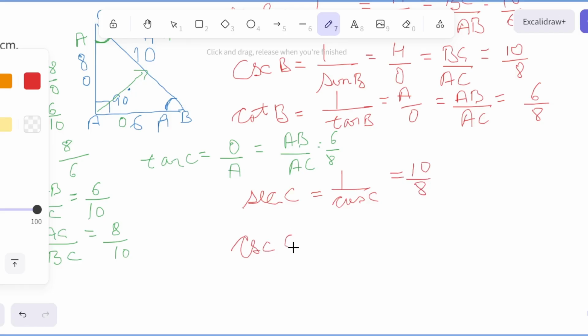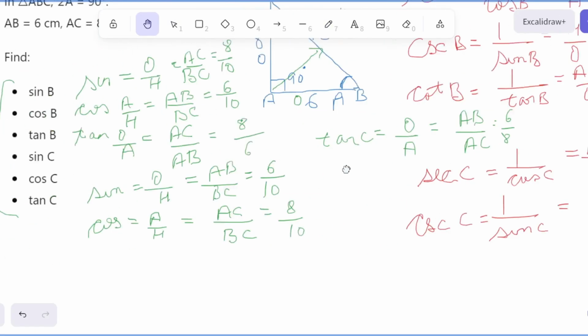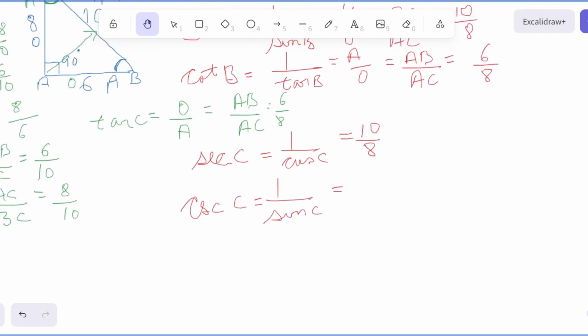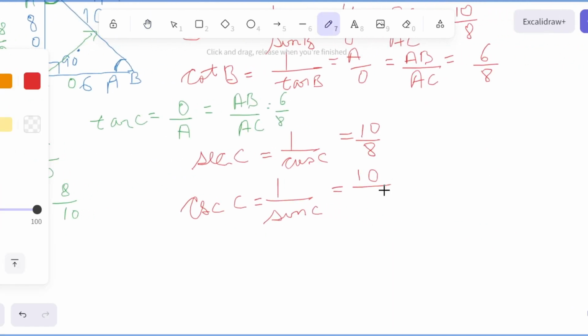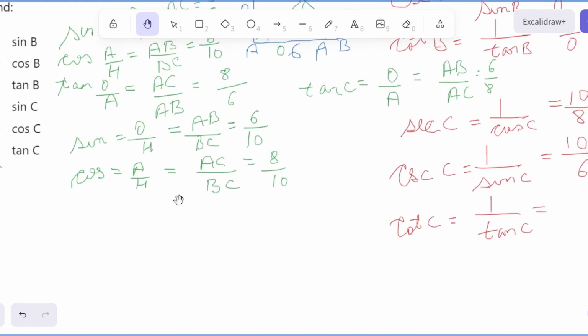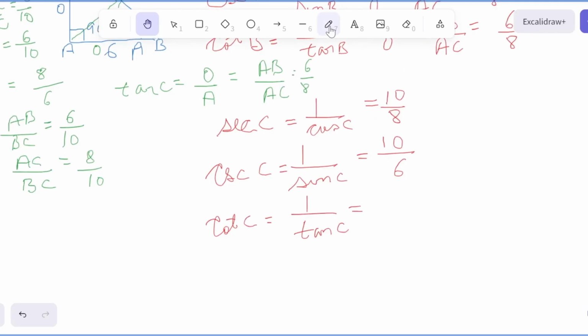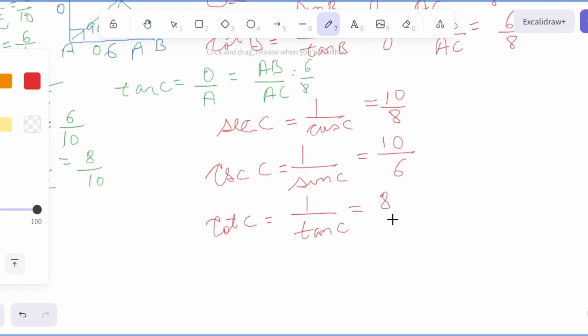Cosecant C is 1 upon sin C, and sin C we already figured out here, which is 6 upon 10. So this will become 10 upon 6. And cot C is 1 upon tan C. Because tan C is 6/8, this will be 8/6, the inverse of that. So we figured out the 6 trigonometric ratios for both the angles B and C.